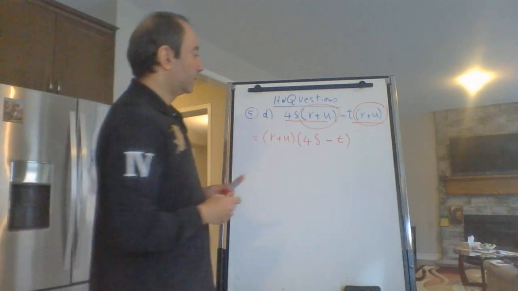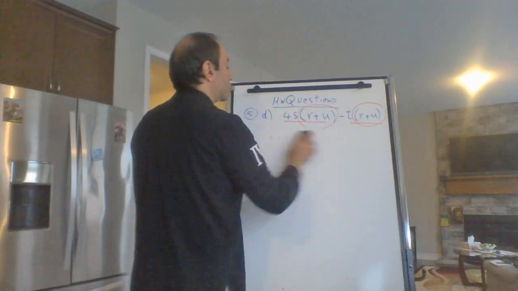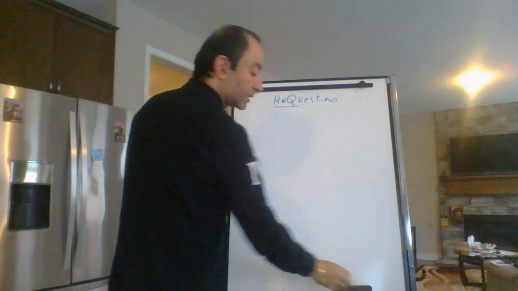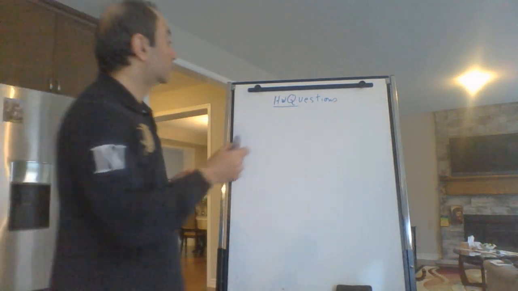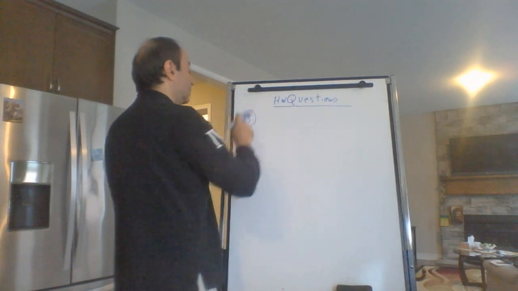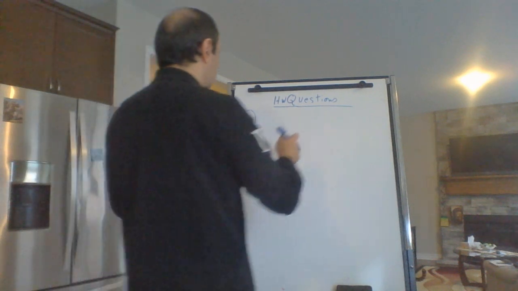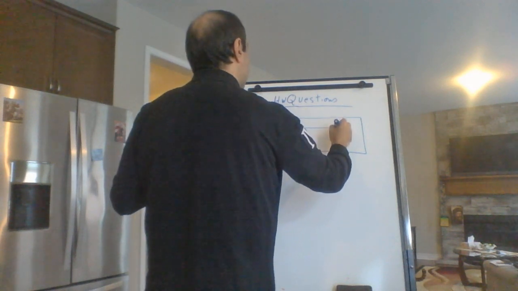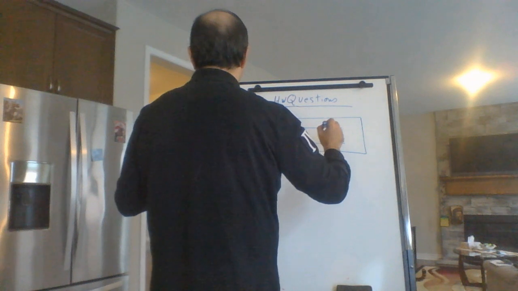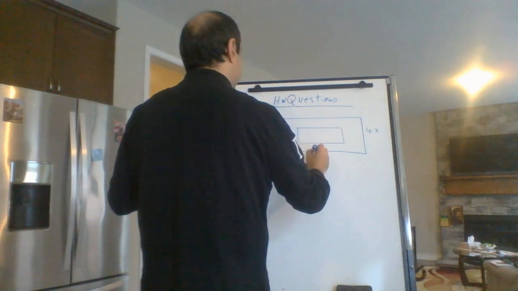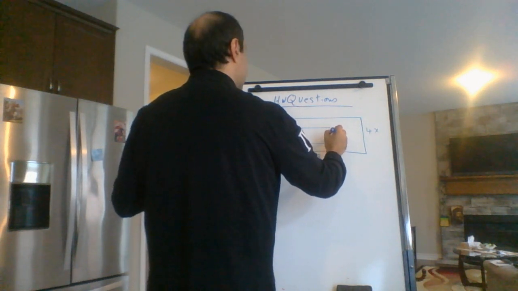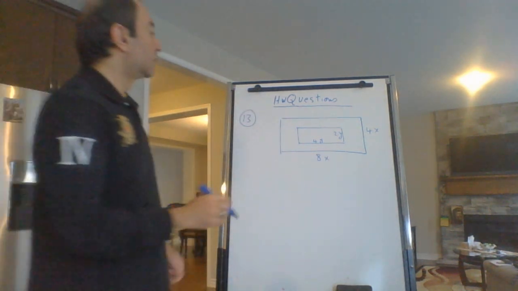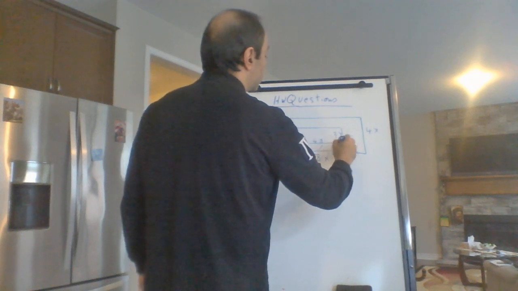Okay. Now I will do question number 13, because Sophie asked for it. Number 13 has two parts, A and B. We have a big rectangle and a small rectangle inside. The big rectangle has sides 4x and 8x. The small rectangle has sides 2y and 4y. They ask us to find the formula for the area of this shaded region.